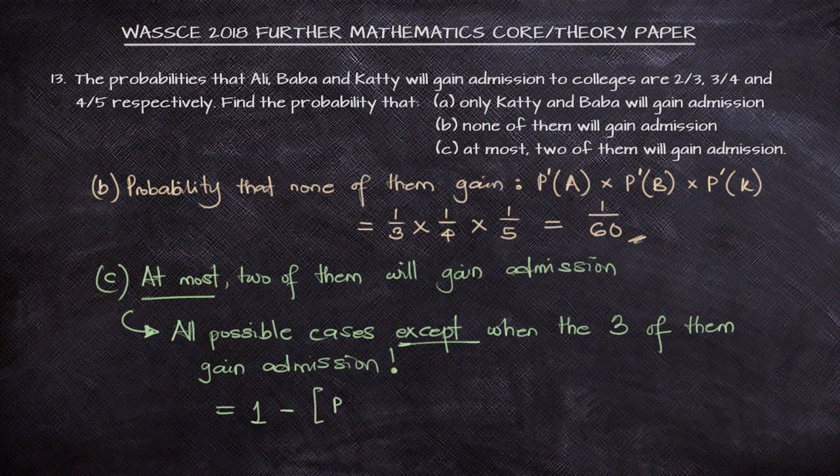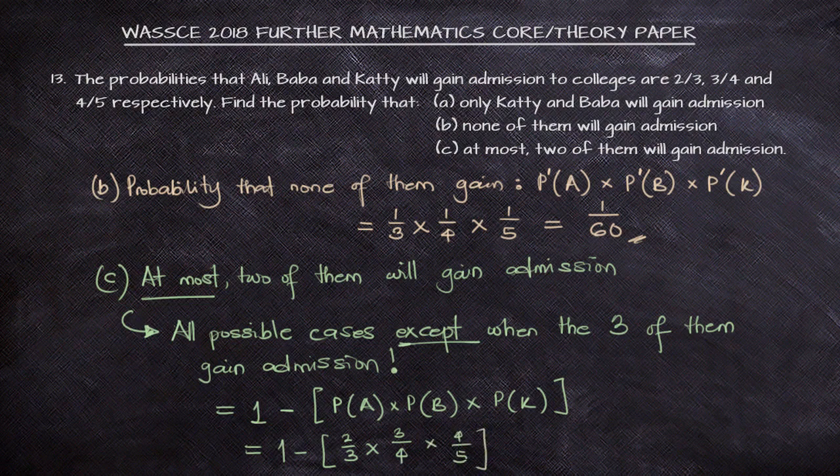probability of Ali multiplied by probability of Baba multiplied by probability of Katie. I hope the students out there can grasp this and understand it. So this will be 1 minus: probability of Ali is 2 over 3, probability of Baba is 3 over 4, probability of Katie is 4 over 5. And if you divide and cut out, 3 will cut out, 4 will cut out. So we have 1 minus 2 over 5, and that is equal to 3 over 5.